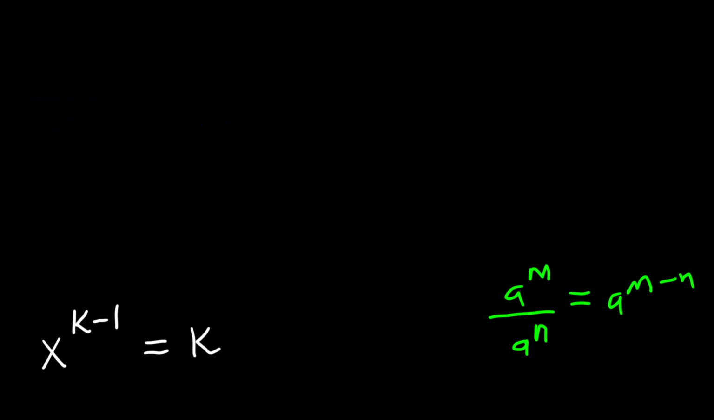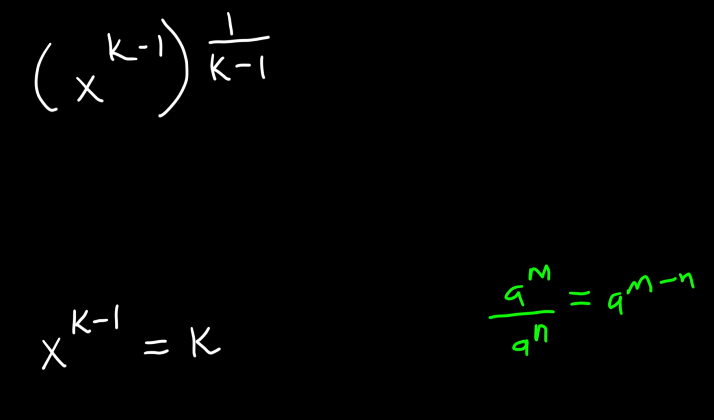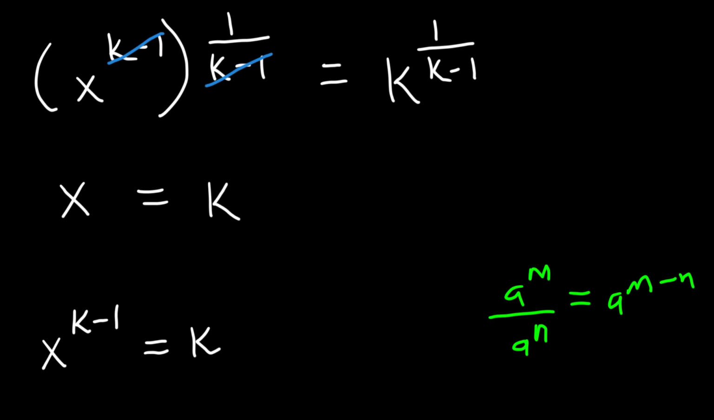And now let's make x the subject. So we shall have x to the power of k minus 1, and then we shall raise this to the power of 1 divided by k minus 1, equaling to, also we shall raise the right hand side to the power of 1 divided by k minus 1. Now this k minus 1 will cancel with that, and so we shall remain with x equaling k raised to the power of 1 divided by k minus 1, and that's the value of x.